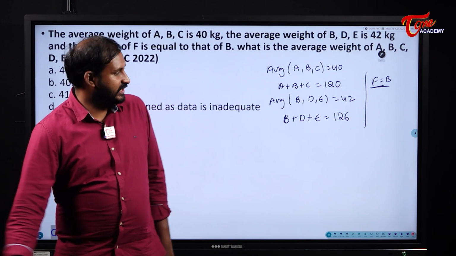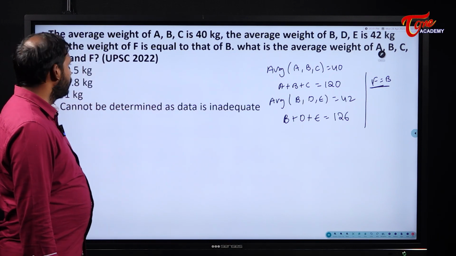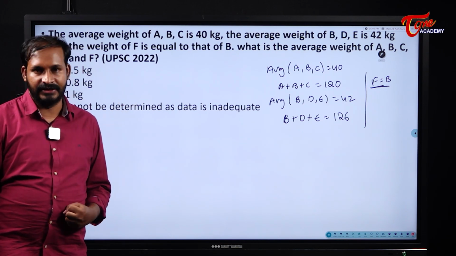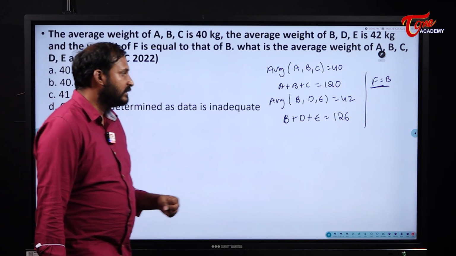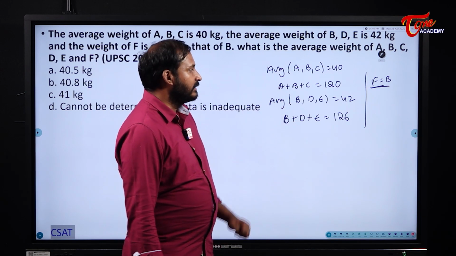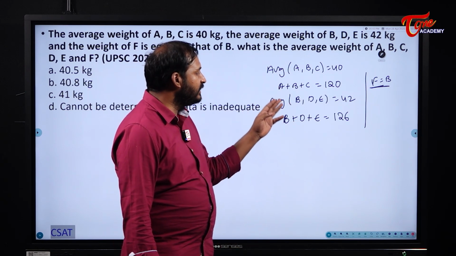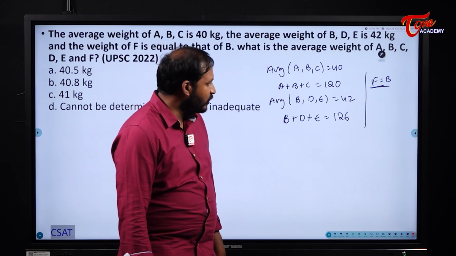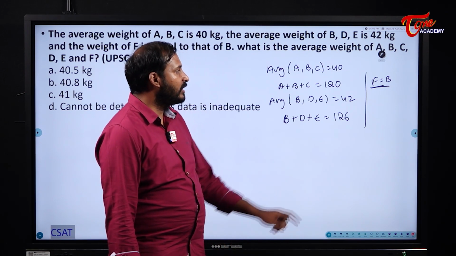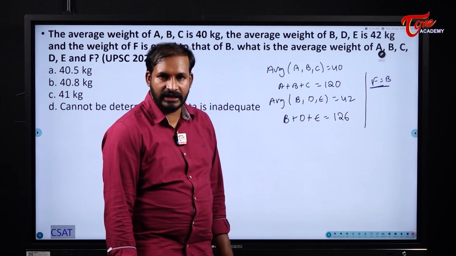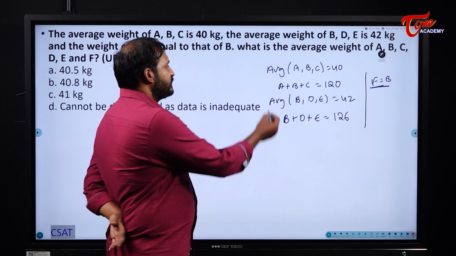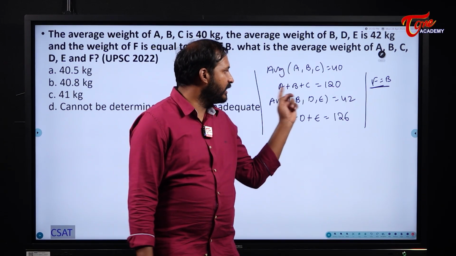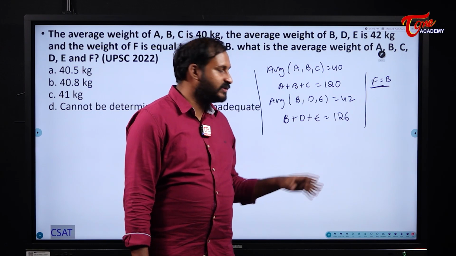Now, please see here, students. Whether we can find the average weight or not, that is the first case here which we need to deal with. Why? Because see here, from this data, are we able to find the individual weight of either B or some other person? Is it possible for us? Why? Because F and B, they said that those two are equal. Put that aside. First of all, is it possible for us to find the value? If you know A, B, C is 120, and B, D, E value is 126.